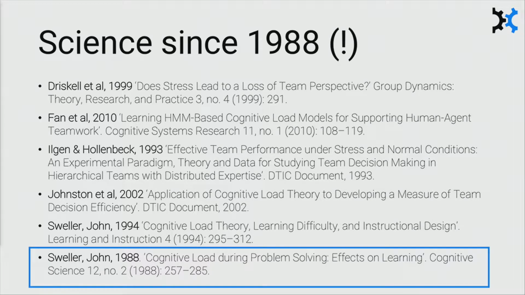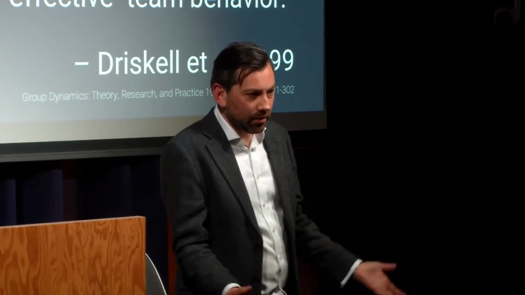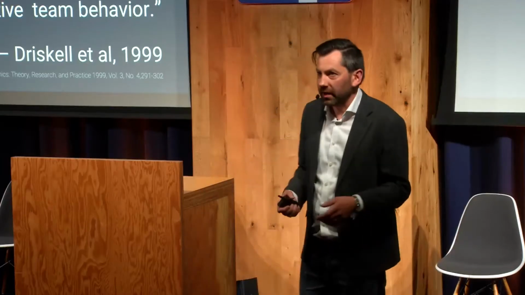There are various studies that I list out in here. These slides will be online later, so you don't need to copy the details. But there have been many studies, one of which concludes like this: stress impacts team performance by narrowing or weakening the team-level perspective required for effective team behavior. So what's going to happen here is if we give a team too much to do, if the cognitive load is too high, that single unit of delivery begins to dissolve into the individuals. So we lose the effectiveness of that high-performing team, which we don't want to do.